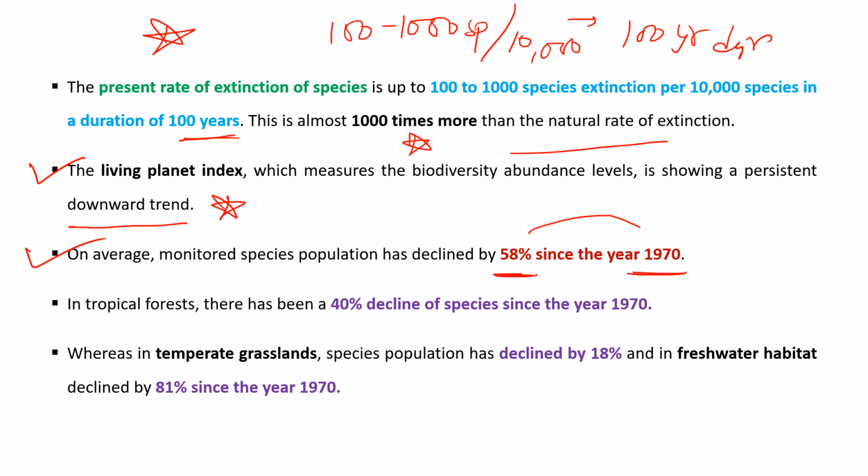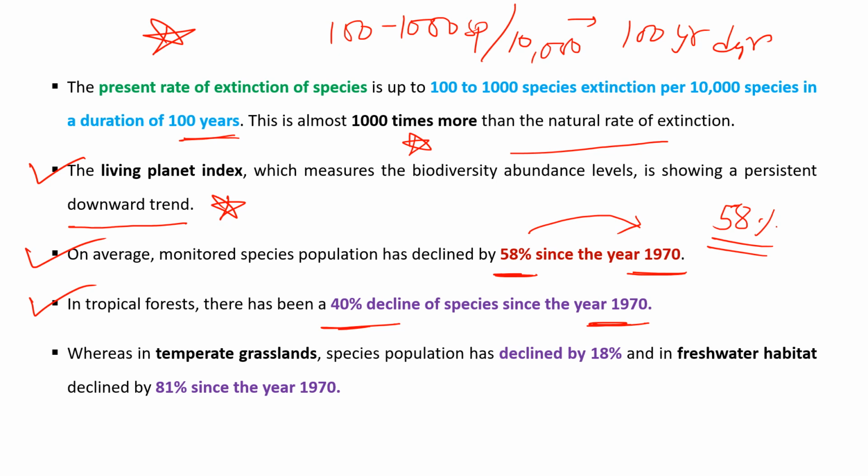अगर हम 1917 से देखते हैं तो स्पीसीज की जो पॉपुलेशन हम मॉनिटर कर रहे हैं, जो डॉक्यूमेंटेड है, उनकी जो पॉपुलेशन 68% है वो डिक्रीज हो गई है. In tropical forest, there has been 40% decline of species since 1970. सो जो ट्रॉपिकल एरिया है, ट्रॉपिकल फॉरेस्ट है, उनमें जो स्पीसीज एक्सटिंक्शन की रेट है वो ज्यादा हायर है.